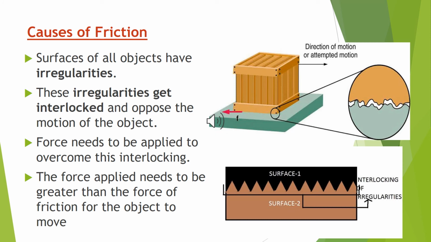frictional force is produced. So when you push something which is on the ground or which is in touch with another surface, the two surfaces start sliding, but their irregularities are already interlocked, and they will resist the force applied by you, and that's why the object will resist moving. Now the force which you are applying has to be greater than the force of friction caused by this interlocking of the irregularities. Only then will the object move.